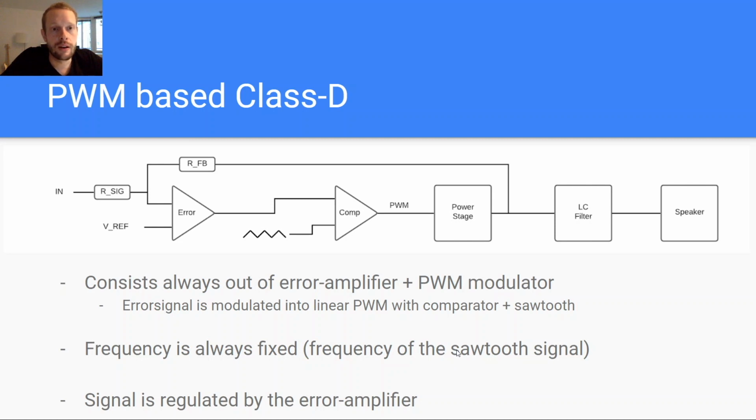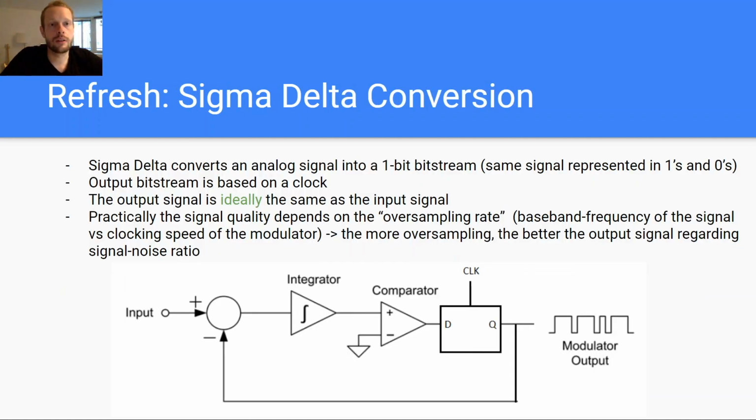But before we have a deeper look into how a self-oscillating Class-D amplifier works, we have to refresh on sigma delta converters. I already presented this slide while presenting my FPGA Class-D amplifier project, but let's check it once again. Here we have the overview of the sigma delta converter. Here's our input, and here we have an integrator. This is our comparator, or maybe also called a 1-bit quantizer. Here a flip-flop, and this is our modulator output.